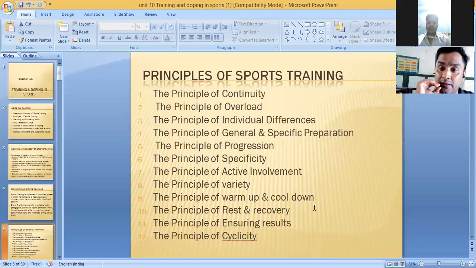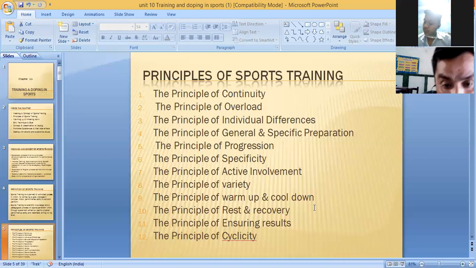Then according to that, you will do training. When you get results in your class matches or school matches, after that inter-school matches, then you will start the process of national, right? So what is the principle? That results should be ensured, whether your progress is happening or not. So you should do this.